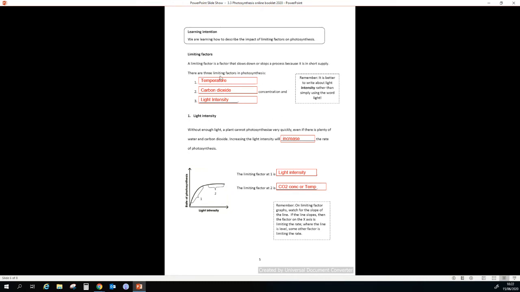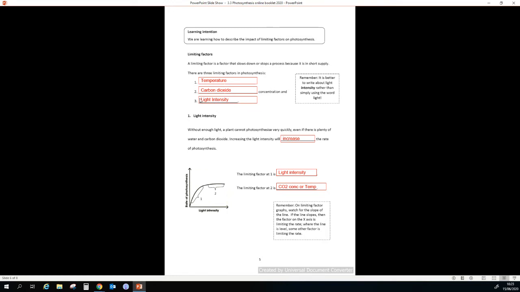When we talk about this, we have to say temperature, carbon dioxide concentration, because the SQA are a little bit pedantic. If you say carbon dioxide is a limiting factor, they might say, oh, do you mean the color of the carbon dioxide, or the temperature of the carbon dioxide, or whether the carbon dioxide is there or not there? You have to talk about the concentration. How much carbon dioxide do you have? And again, you can't just talk about light as the limiting factor. It has to be light intensity. So how strong is the light? How much light is there?